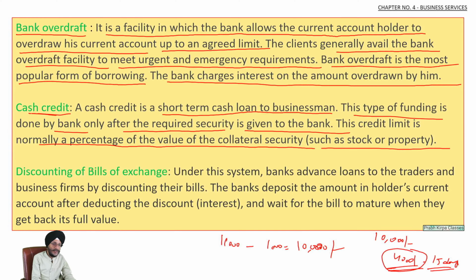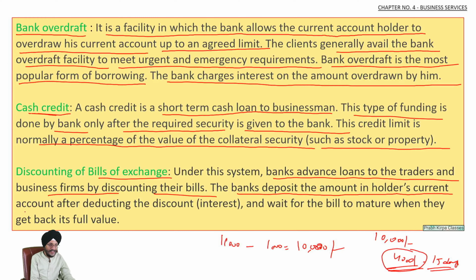Next is discounting of bills of exchange. In this case, you are having a bill drawn on some other person and you will receive the payment say after 10 days, but you require money now. Under this system, the banks advance loans to traders and business firms by discounting their bills. The banks deposit the amount in the holder's current account after deducting the discount and wait for the bill to mature, when they get back its full value.